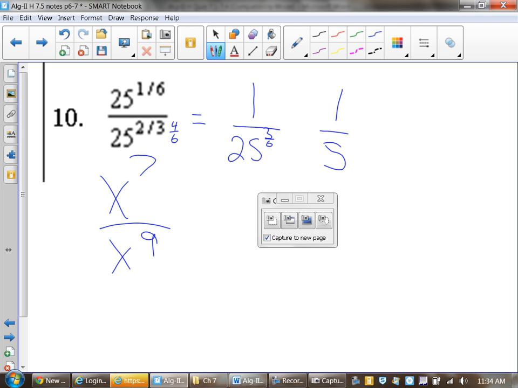Is it the same base? Yes. It's the same base. Who wins in the battle of war? 9. What's 9 minus 7? 2. Answer, 1 over x squared. Same exact idea. No, I know that, but I'm talking about like the 25 over 25. That's the base.